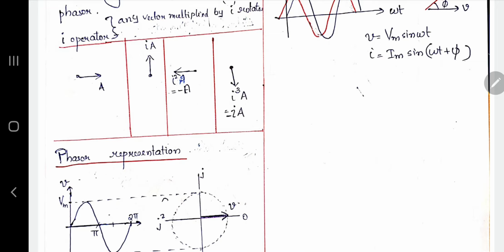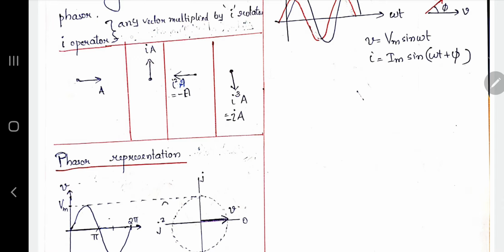Any vector multiplied by an I operator, what happens? It rotates by how much? It rotates by 90 degrees in the counterclockwise direction. So it rotates by 90 degrees in the counterclockwise direction.